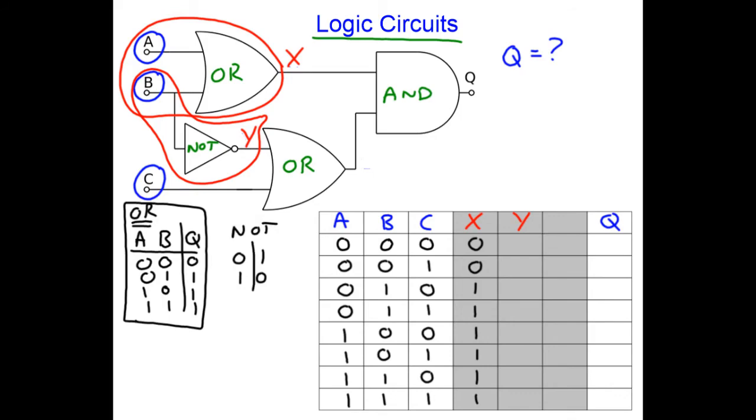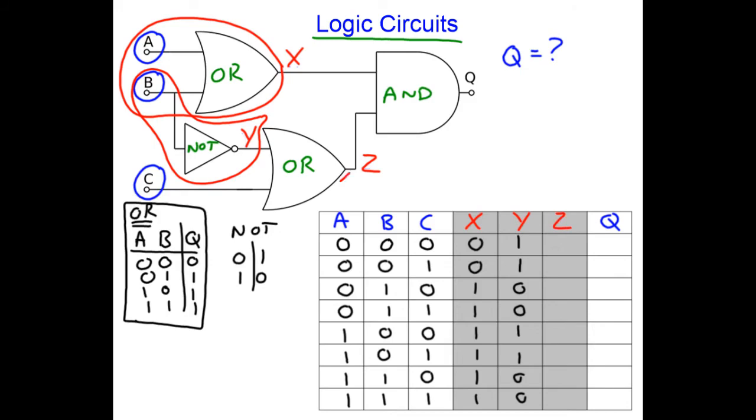So what we'll do is we'll take column B and we'll write it out. B is 0, so Y is 1. B is 0, Y is 1. 1 becomes 0, 0, 0 becomes 1, 1. 1, 1 becomes 0, 0. So that's good. And now we'll take this point here, the output from the OR gate, as intermediate column Z. So we'll write that in our truth table.